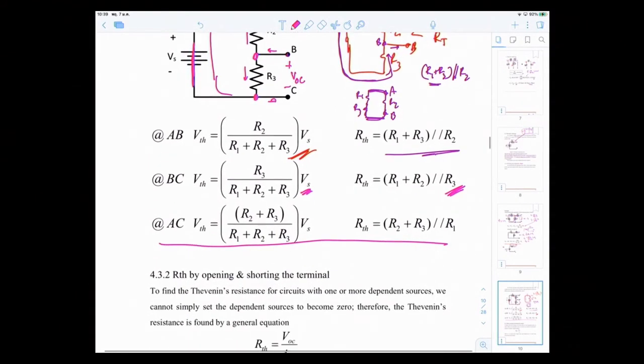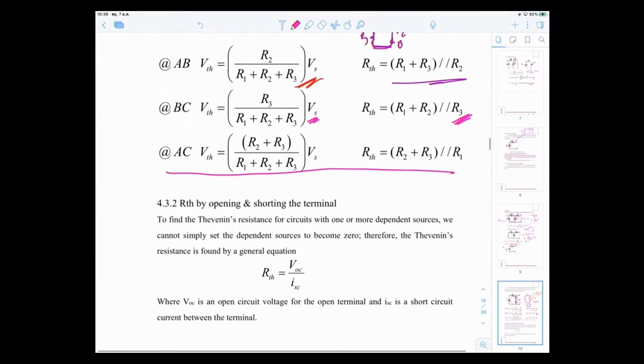I will go real fast. Your RTH, the general form, is RTH equal to V open circuit over I short circuit. OC stands for open circuit, SC stands for short circuit. So in this case, it doesn't matter if you have dependent or independent sources, or even only a dependent source. To find the Thevenin resistance for a circuit with one or more dependent sources, we do not set the dependent source to zero, but we have to find it through this formula.